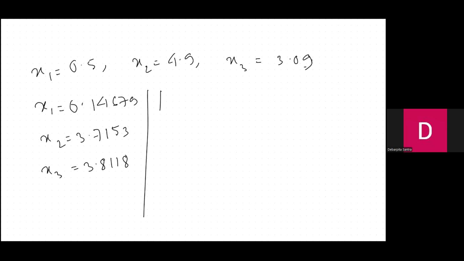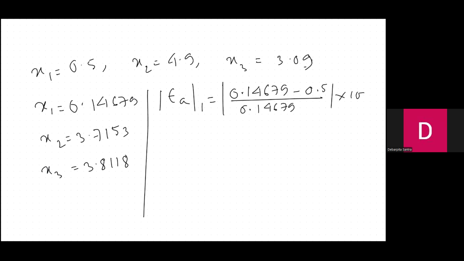So the error for x1 after iteration number 2 is the new value of x1, that is 0.14679 minus 0.5 divided by the new value 0.14679 into 100%. Okay. So that becomes 240.61%. So please do not get confused if the error increases. This actually happens in the initial phases. But later on, as you continue your operations, the error rates will reduce.